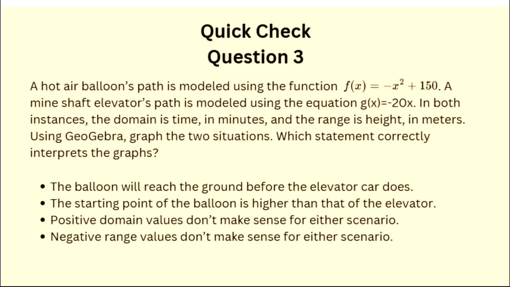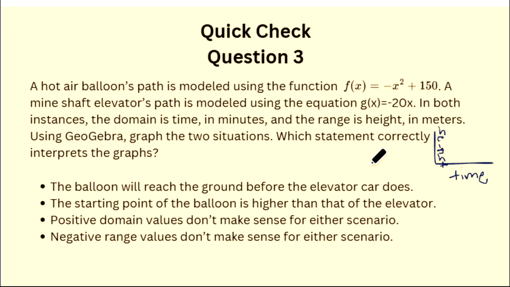Quick check question 3. A hot air balloon's path is modeled using this function. A mine shaft elevator's path is modeled using this equation. In both instances, the domain in time is time in minutes and the range is height. So domain right here is time and range is height, okay, in meters. Using GeoGebra, graph the two situations. Which statement correctly interprets the graphs?